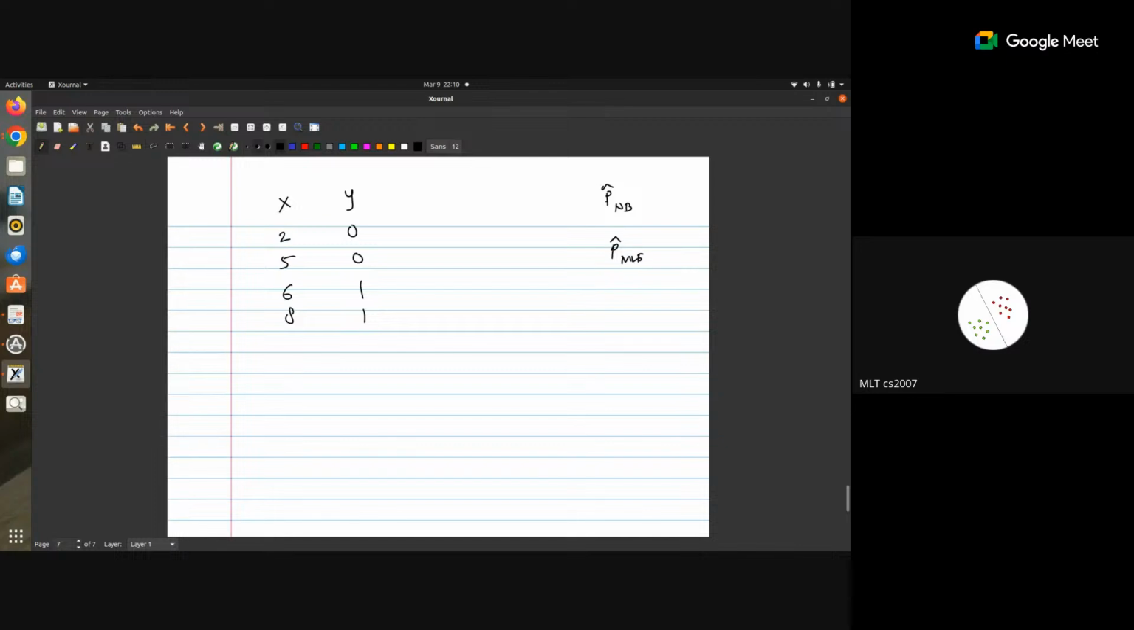Okay, by using these parameters you have predicted some labels. Suppose this is from naive Bayes and it has predicted 0, 1, 1, 1. Similarly, MLE has predicted for this training data 0, 0, 1, 1. Fine, right? How do you find the classification error for naive Bayes?